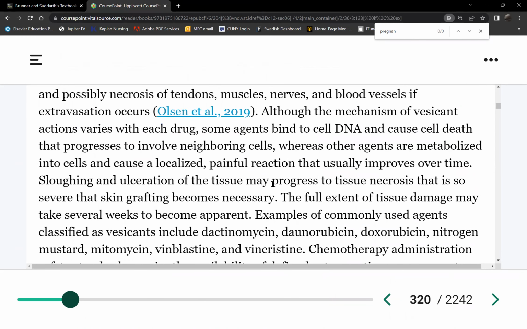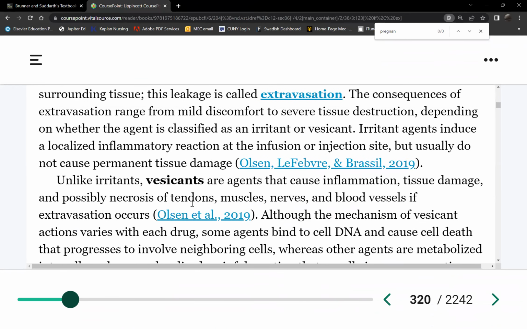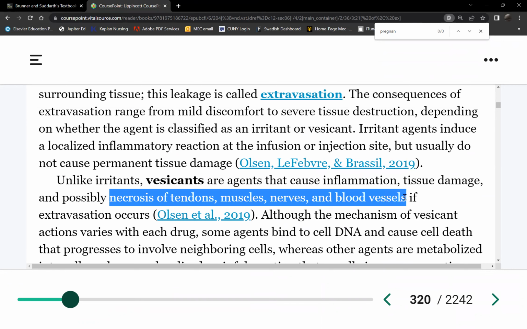So what are the signs and symptoms? Before these happen, of course, the end result are these. There will be necrosis of tendons, muscles, nerves, or blood vessels if extravasation occurs. And this becomes a chronic wound. This is not easy to treat because what will we do with necrotic tissue? We have to debride it, right? So debridement will cause the wound to become deeper.